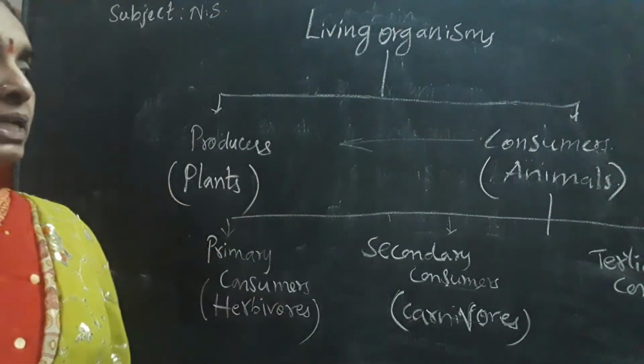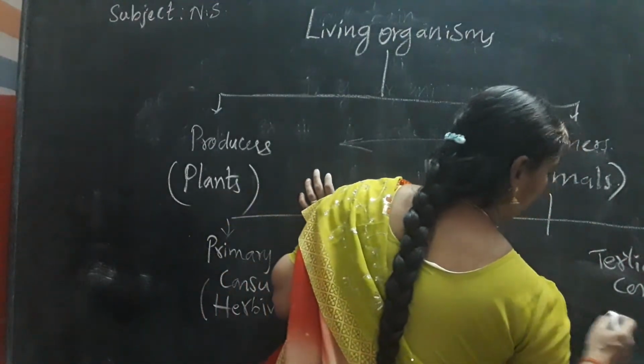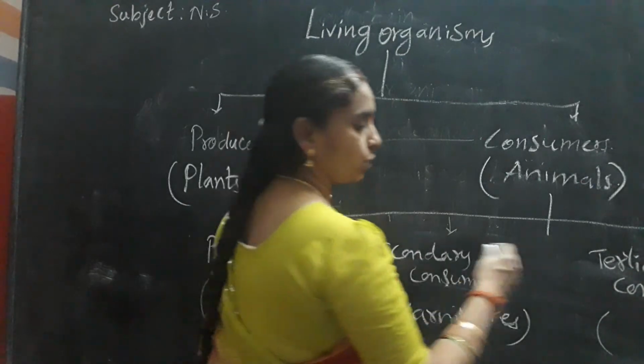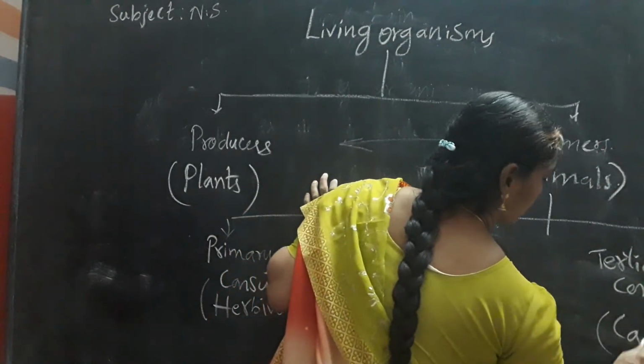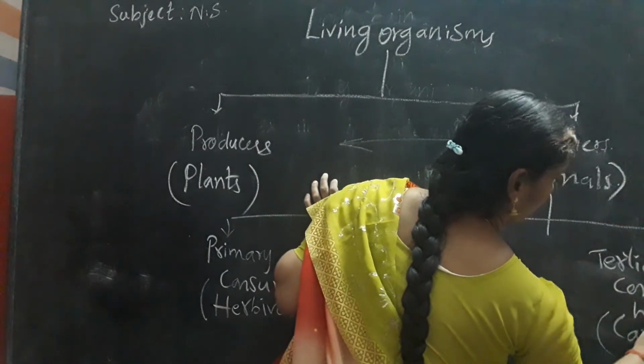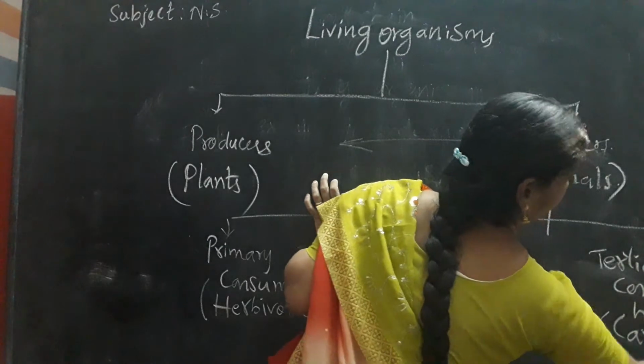And the tertiary consumers are the organisms which depend on secondary consumers. So they depend on secondary consumers. They are higher carnivores.